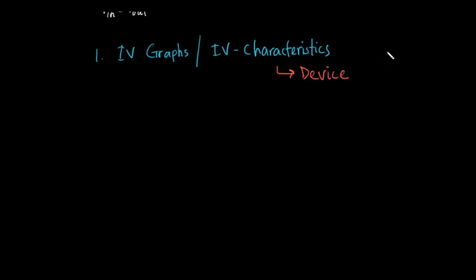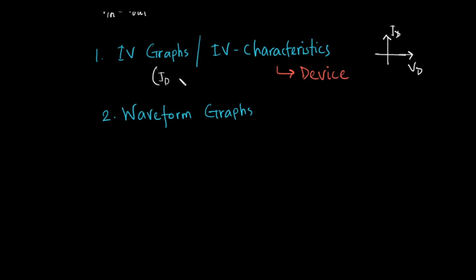What is an IV characteristic? An IV characteristic is the graph of the current of a device, which I can write as ID, versus the voltage of the device, VD. Another type of graph is the waveform graph. Let me write one thing. This is ID versus VD.